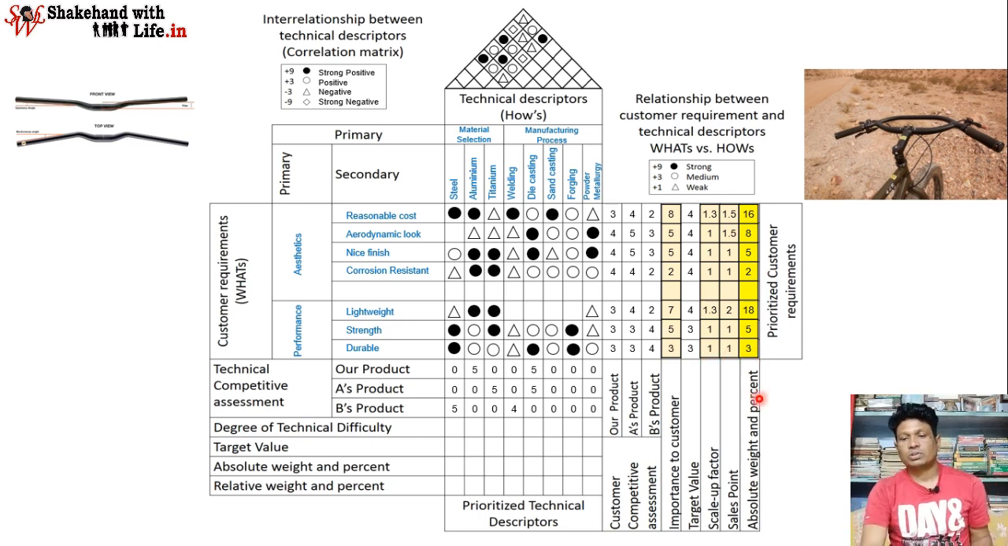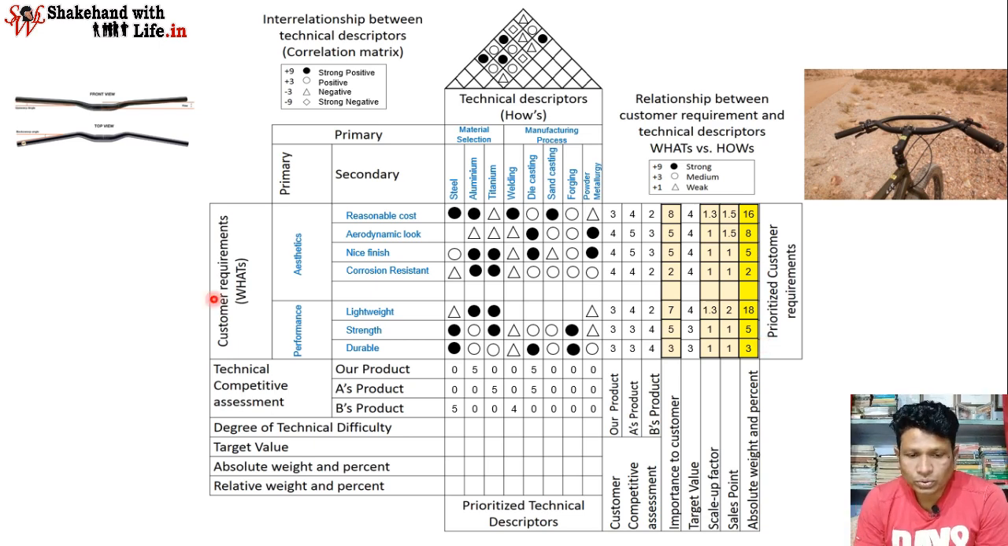So this is the column for absolute weight to prioritize the customer requirements. So here lightweight is the most important customer requirement. We can prioritize easily by looking at this column of absolute weight, and if we want to find out the percent for this absolute weight, we can easily find that out to prioritize the customer requirements.